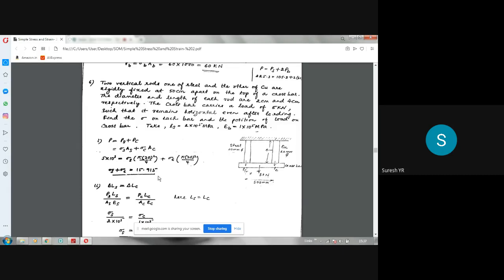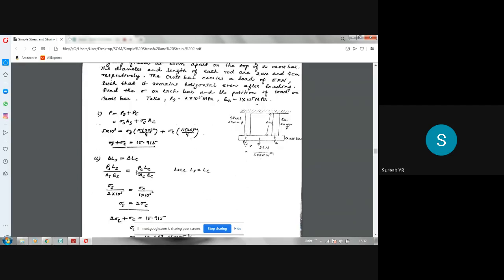This is one equation. The second equation is the strain compatibility equation, which says that delta LS is equal to delta LC. So we know that delta L is PL by AE. So this is the equation: PS LS by AS ES for steel is equal to PC LC by AC EC for copper. So here LS is equal to LC. You can see from the diagram that the length of the steel bar and the length of the copper bar are the same, so that can be cancelled out.